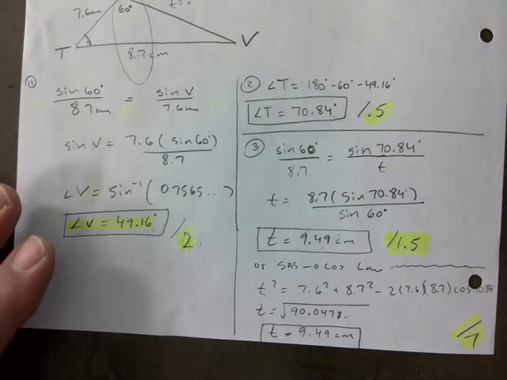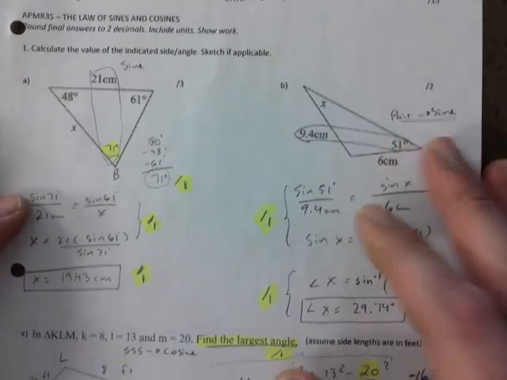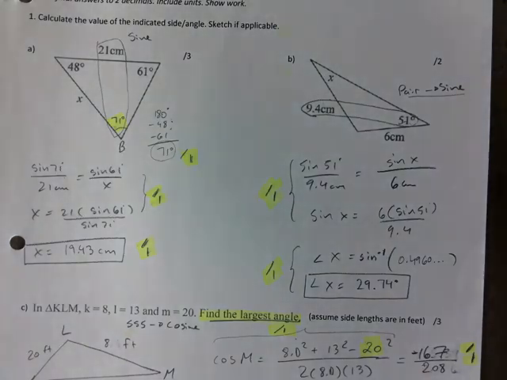So 8 and 7, we are at 15 marks, right? Okay, that's it. Get your book.